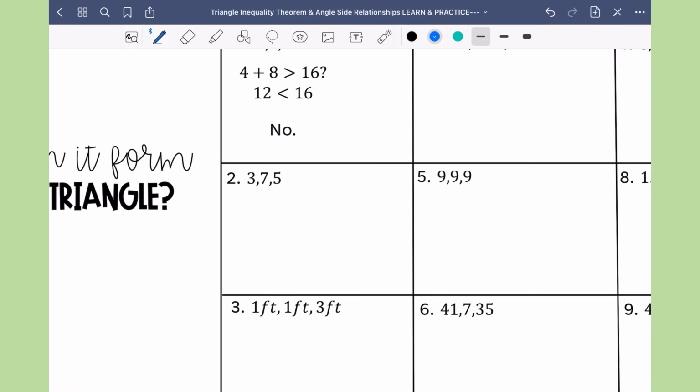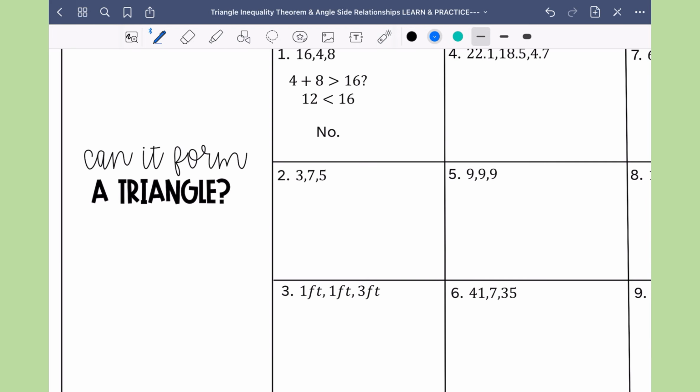3, 7, and 5. What are my two shortest lengths there in that list of numbers? The shortest lengths should be 3 and 5. So if you add those, are they greater than 7? 3 plus 5 is 8. 8 is greater than 7. So yes, these three lengths do form a triangle.